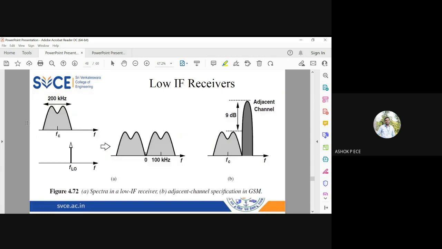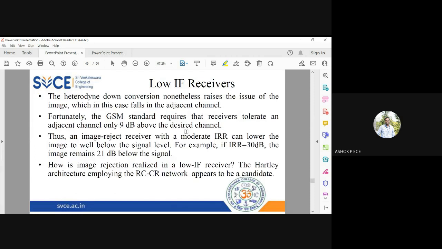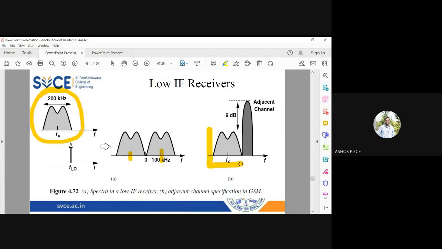See here, this is the message signal. It has a bandwidth of 200K. Assume that FLO is somewhere at the edge of your channel. When you mix these two signals, you get one signal centered at 100K and one signal centered at minus 100K. For the adjacent channel, there will be a decent power level difference of 9 dB, which means the interferer is 9 dB more than your essential signal. So I need to filter only my required signal and reject my interferer completely. This example is specific to a GSM channel.